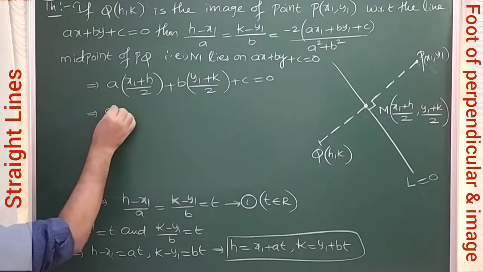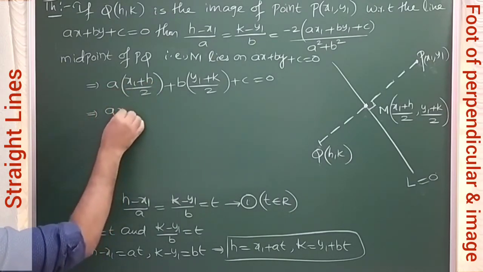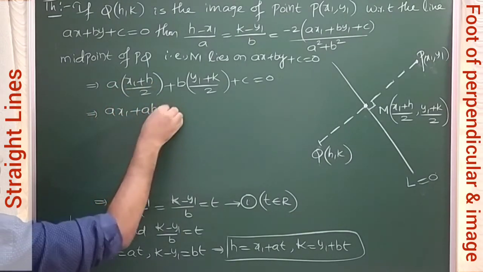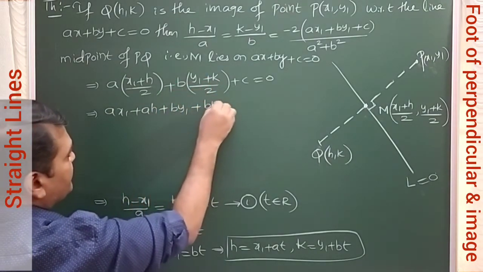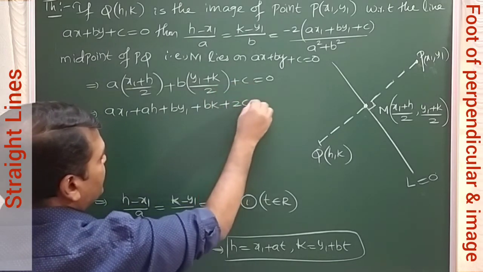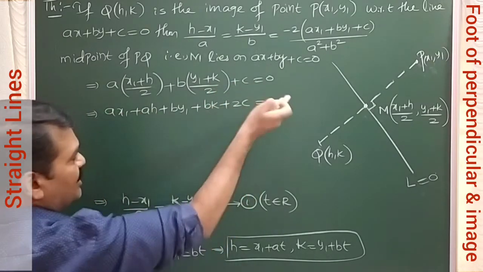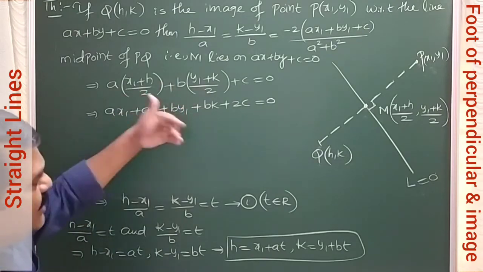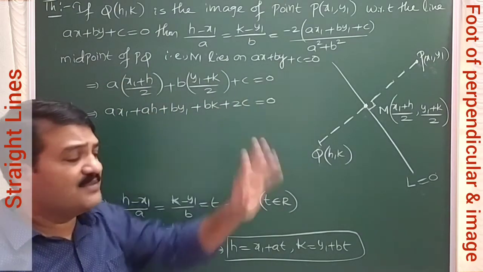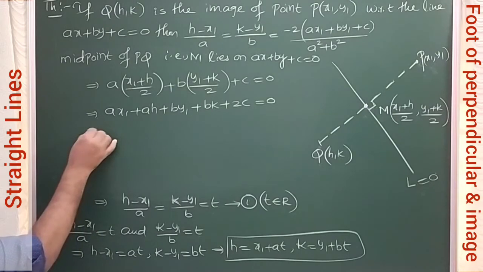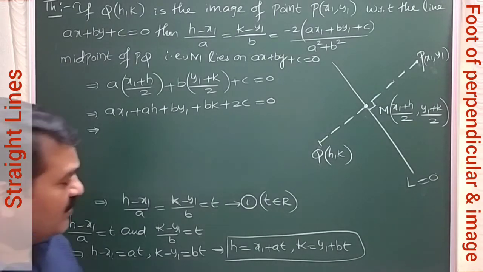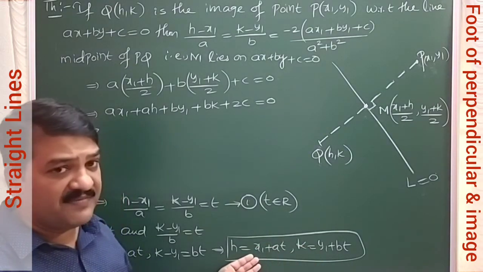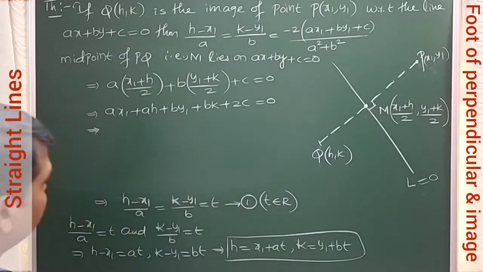Now take LCM. a(x1 + h) + b(y1 + k) + 2c, by 2, is equal to 0. That LCM by 2 I can remove because cross multiplying, that will be 0 only. Okay. So we got the value like this. Now we know what is h, what is k. We simplify now. That I will substitute here now.